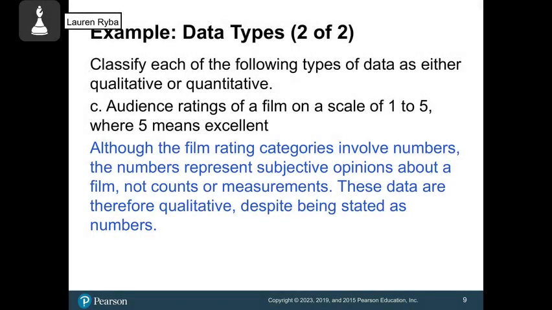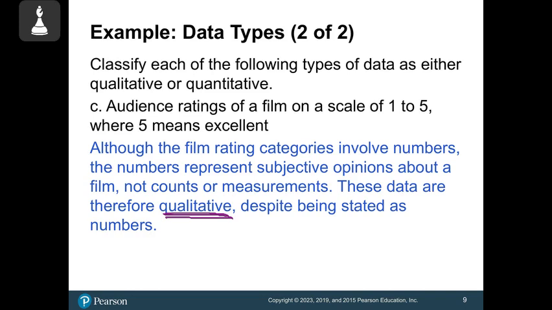Audience ratings of a film on a scale of 1 to 5, where 5 means excellent. So here we have a number, but that number relates to a word. Because it's relating back to a word, we are going to be qualitative. So 5 means excellent, 1 probably means poor, and then the numbers in between are okay, good, things like that.